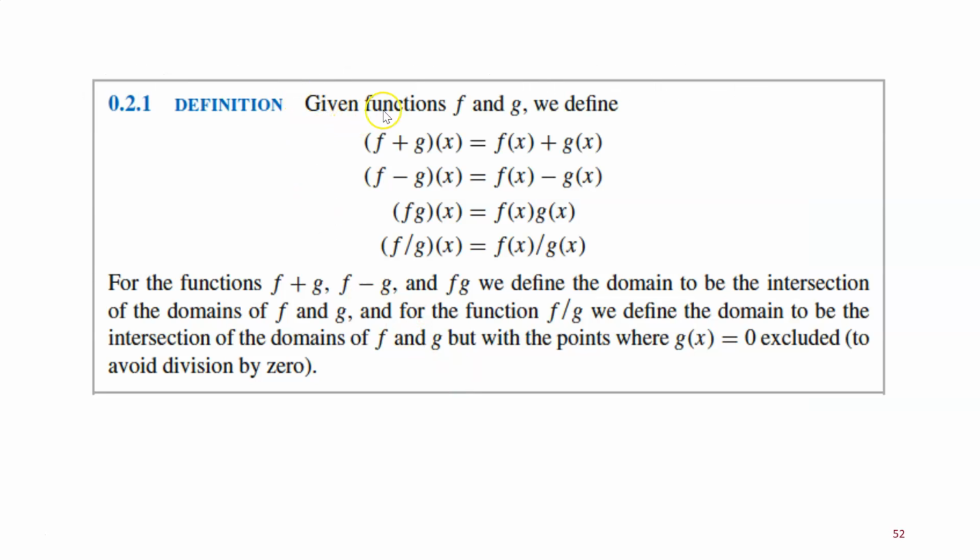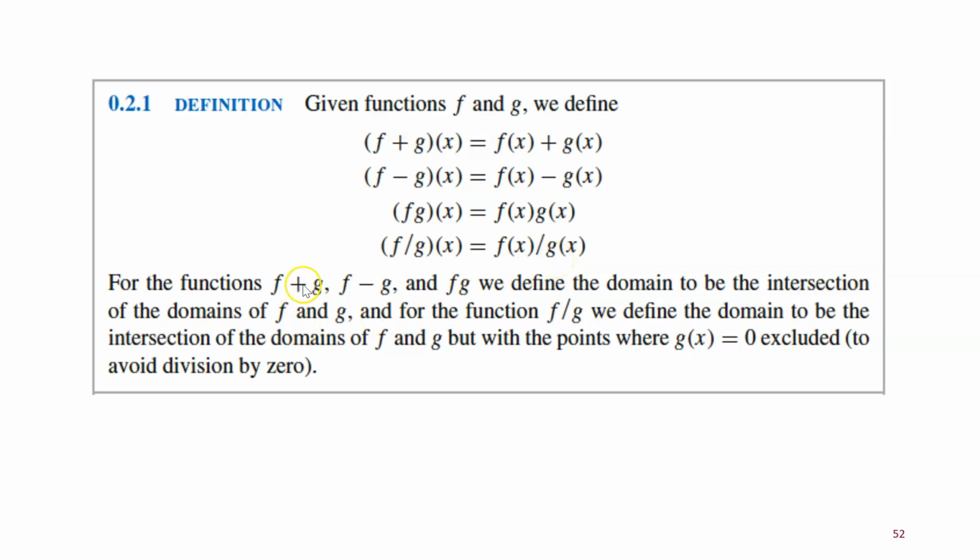Okay, definition. Given function f and g, we have two functions f and g. f plus g of x can be written as f of x plus g of x. Okay, this is how you write it. f minus g of x can be written down like this, f of x minus g of x, or fg in the bracket x is actually a multiplication of two functions f of x and g of x. And if you see something like this, f slash g, that means you have to divide f of x divided by g of x.